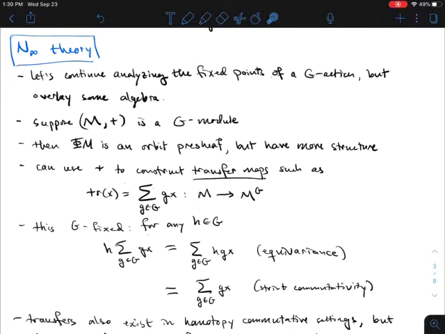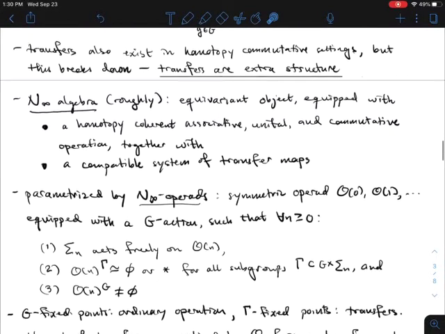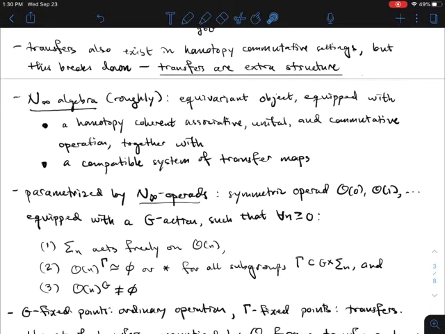Now this sends an element of M to the G-fixed points of M, because for any element h, h times this sum is equal to the sum of hgx by equivariance, and this is just equal to the original sum by the strict commutativity of addition. Now, the interesting thing is that transfers also exist in homotopy commutative settings, but the recipe I just gave breaks down because we no longer have strict commutativity. In this context, transfers are extra structure, and this leads to the notion of an N-infinity algebra.